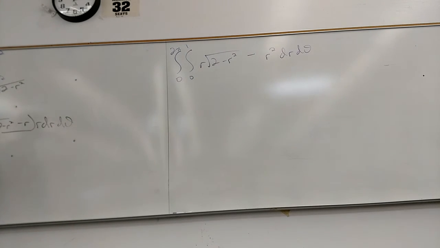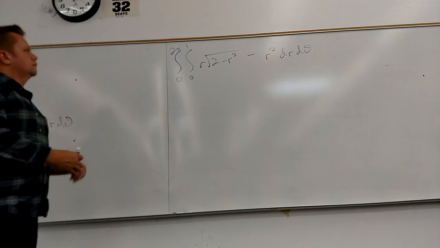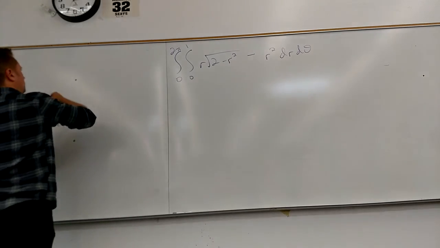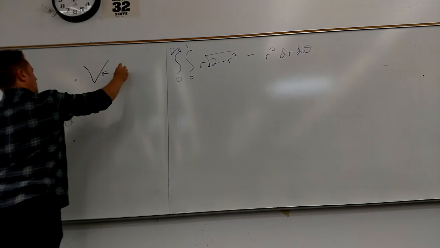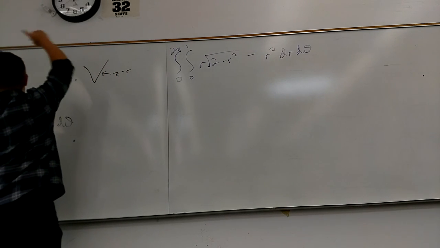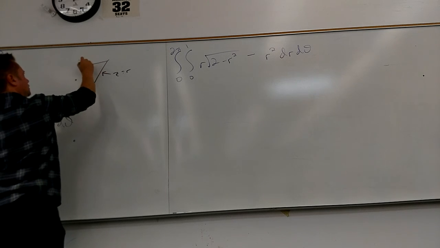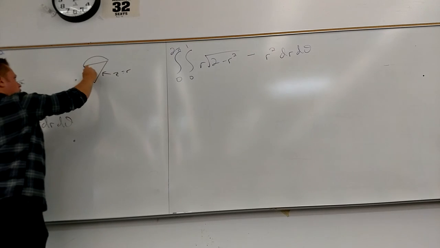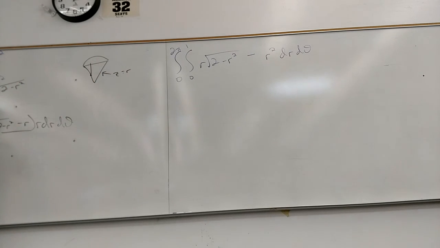Why does z go from 2 minus r squared to r instead of going from r to that? So z equals r is which thing? Z equals r is the cone. And z equals the square root of 2 minus r squared is the sphere, the piece of the sphere on top. So yeah, z is going to go from the cone to the sphere. Yeah, I like it.